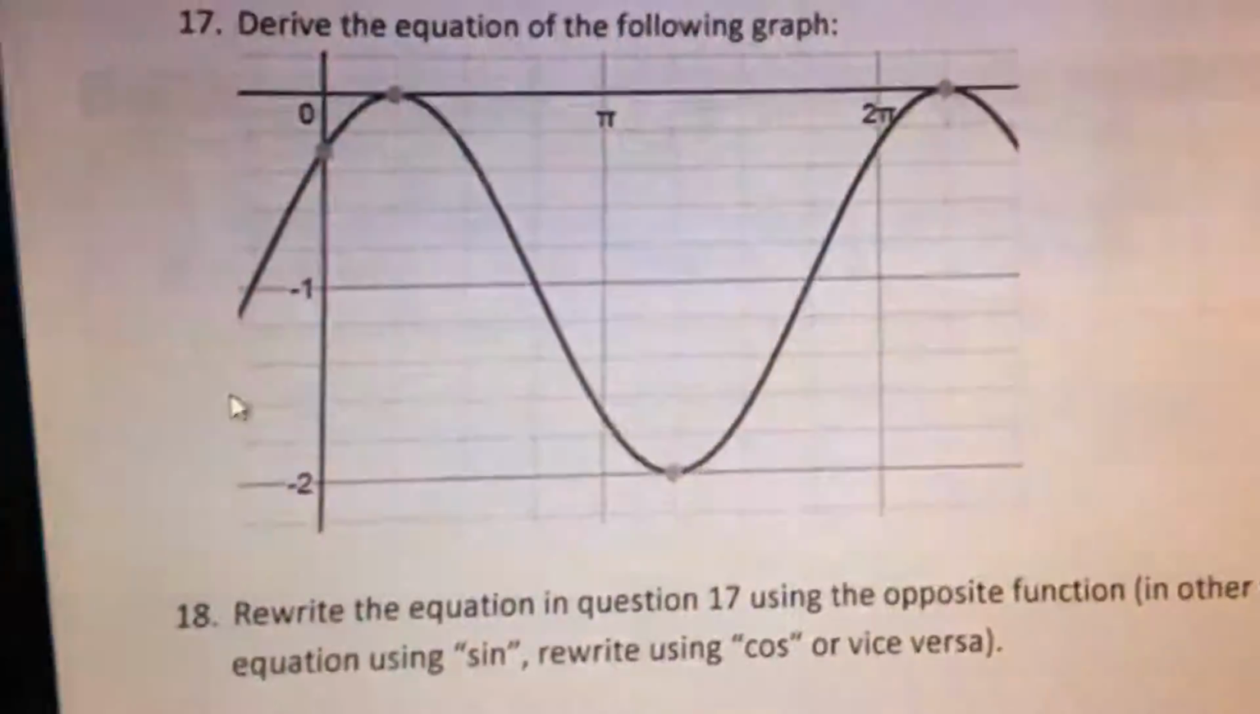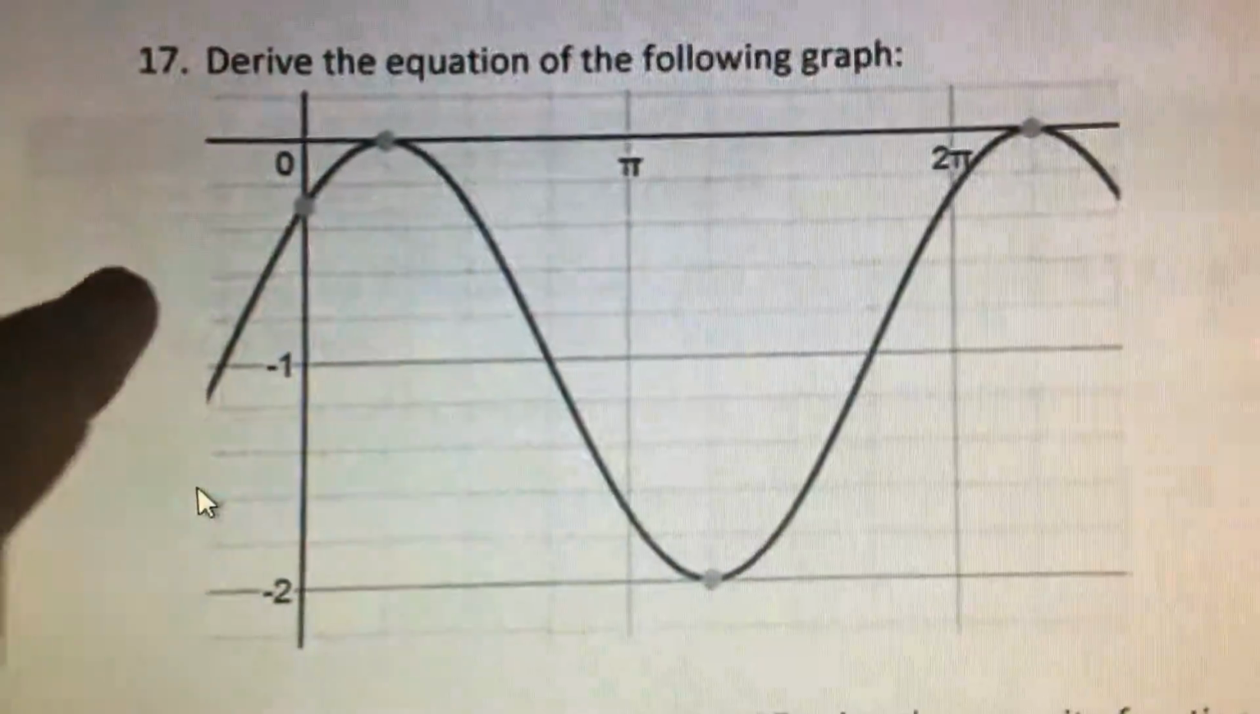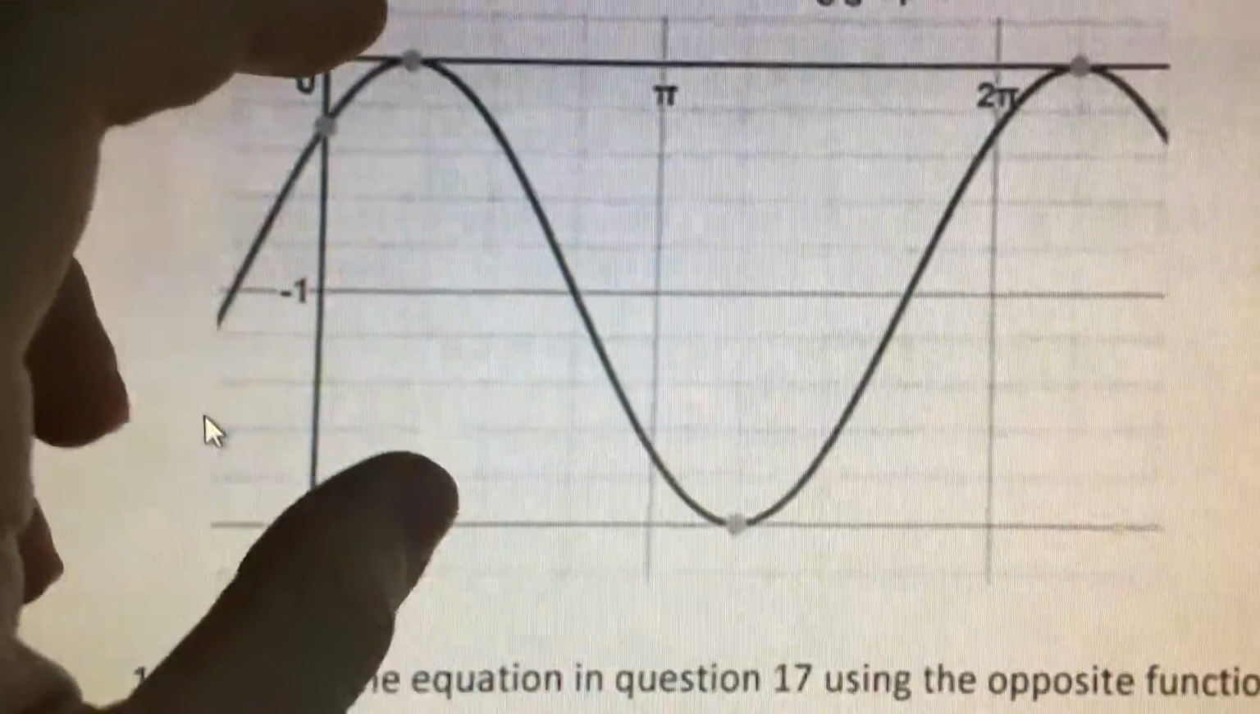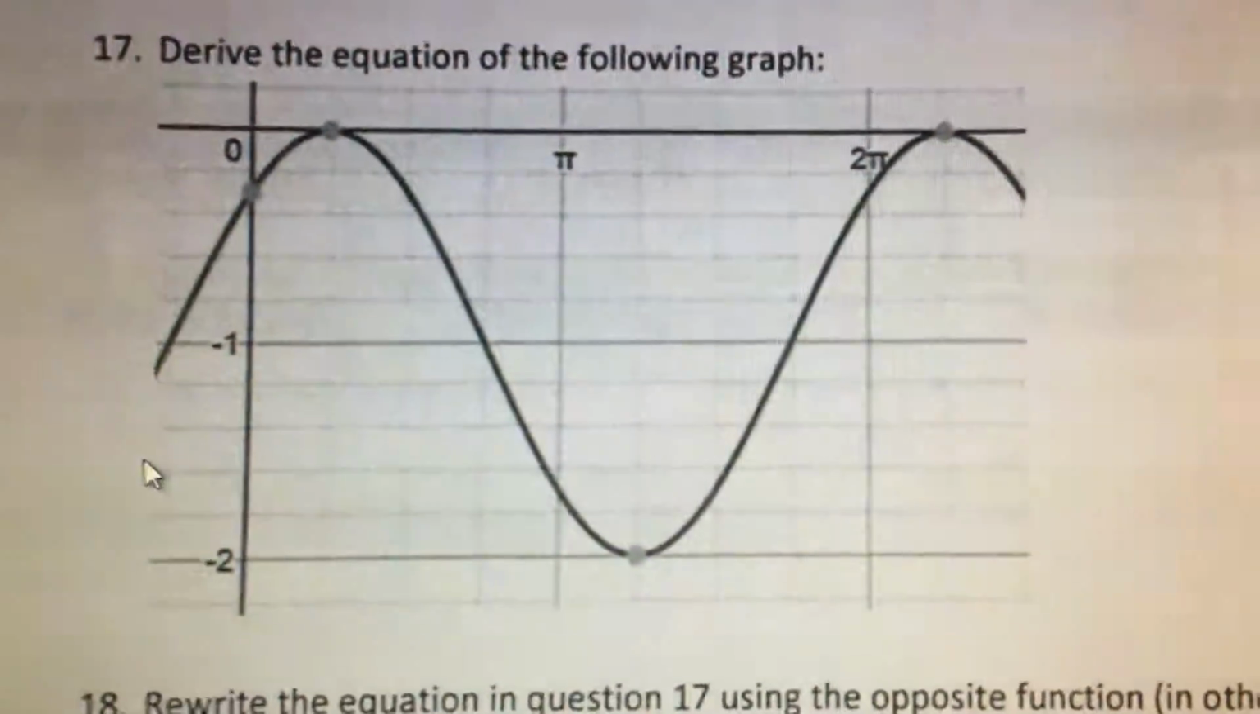Finally, the center line, you might be able to figure this out. It's just the line in the middle, between the maximum and minimum. So it's just negative 1 in this case. And so our k value is negative 1.